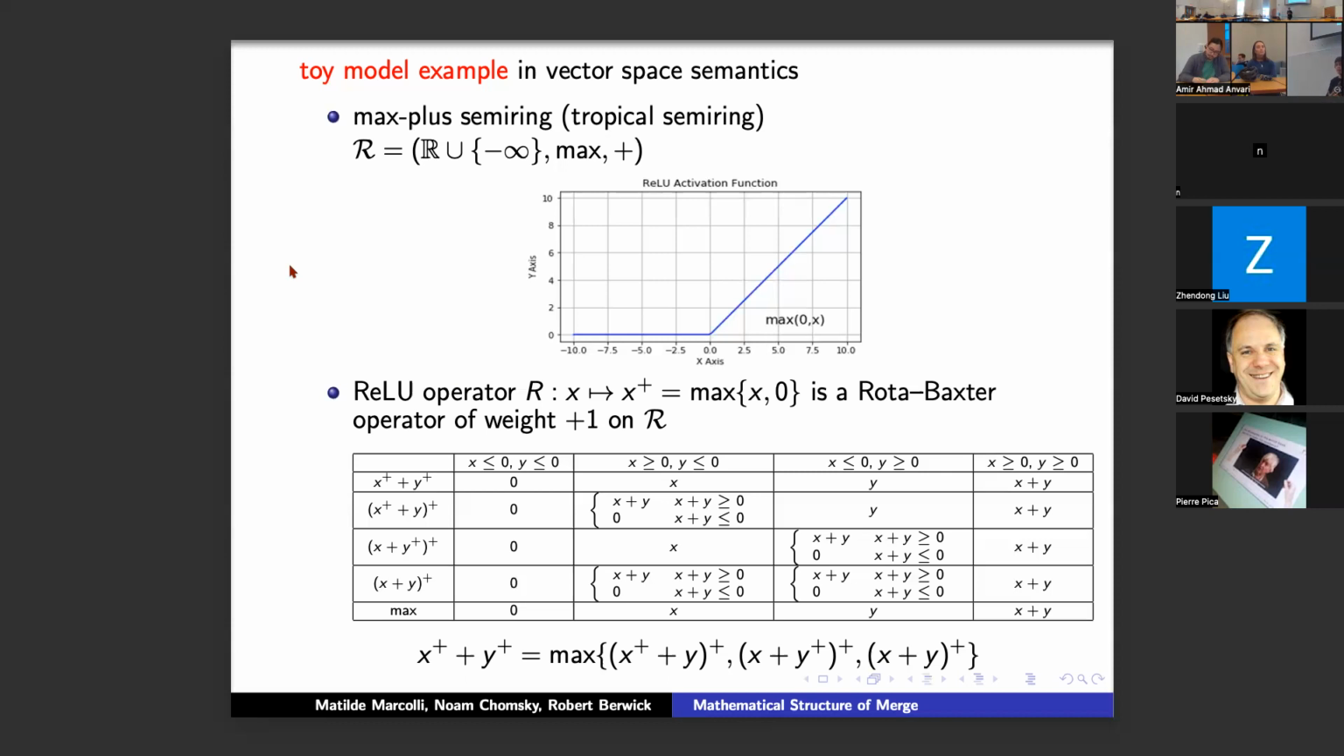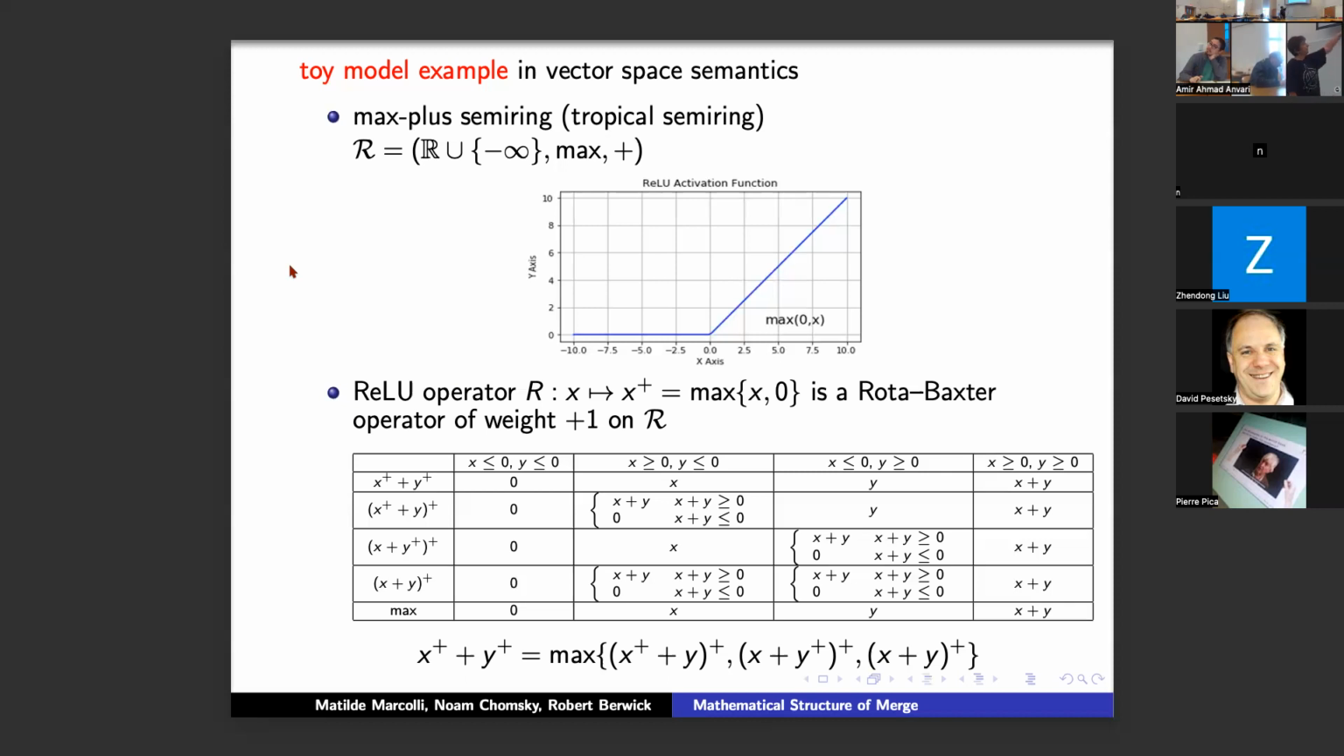And so why is this a Rota-Baxter operator on this semiring? So what is in this case the Rota-Baxter identity? Well, I write it out here because max is our sum and plus is our multiplication. So the Rota-Baxter identity says the multiplication of two values of R. So I write x plus for this max of x and 0. So multiplication meaning plus of the two thresholded things is the sum between max of the multiplication of this one. So these are the three terms of the Rota-Baxter identity in this case.